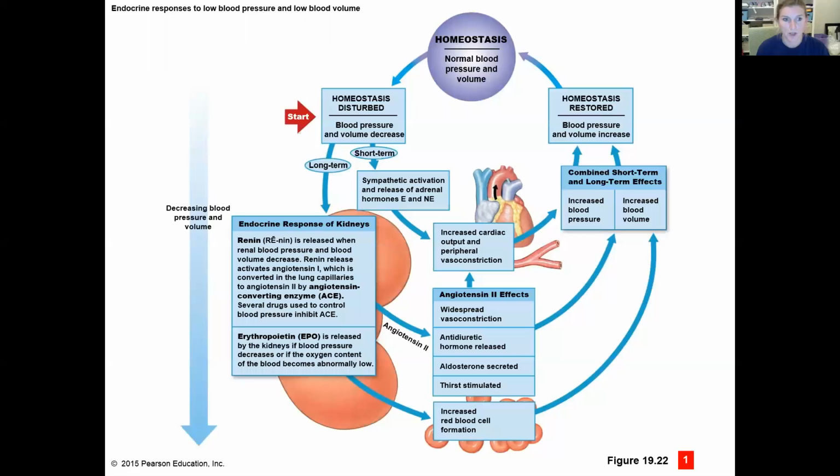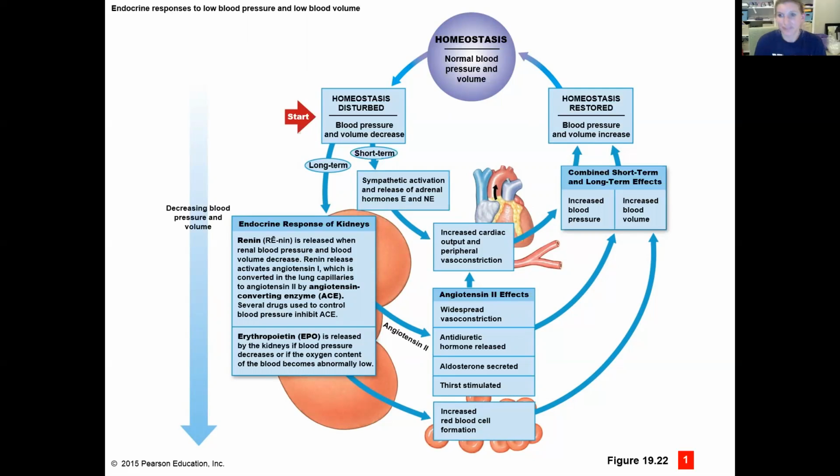and a supportive effort to get that blood pressure back up, renin is going to be released by the kidneys. The kidneys have a very intimate relationship with our blood, as our kidneys are filtering our blood. So as the kidneys sense there's low pressure going on here, renin will be released. When renin is released by the kidneys, it goes to the liver, where it is converted to angiotensin I.